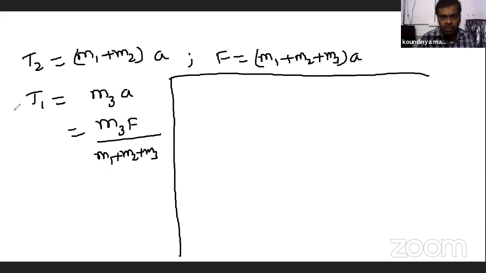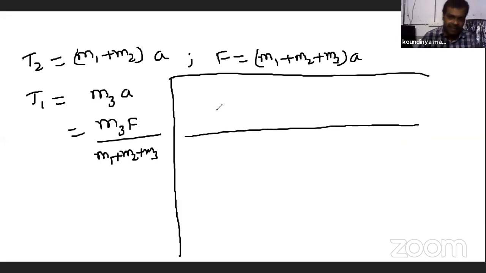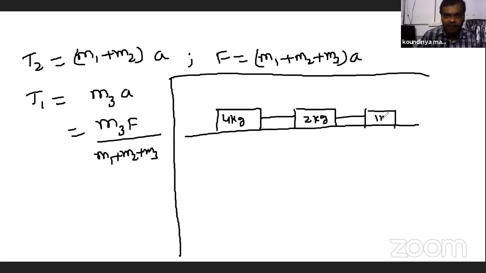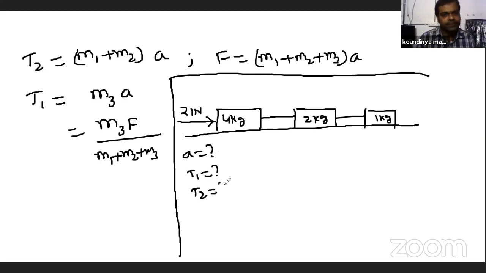Okay, fine. Now let us consider an example. Suppose here I'm having 4 kg, and here I'm having 2 kg, and here I'm having 1 kg. I am applying a force of 21 Newton. Then I want to find the acceleration, T1 and T2. Acceleration formula is F by M1 plus M2 plus M3.